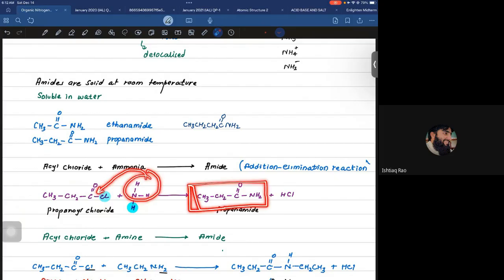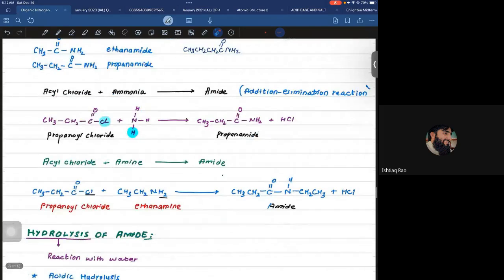Also, if your acyl chloride reacts with an amine rather than ammonia, it would also give you amide. Let's suppose this is your acyl chloride, this is your amine. Ultimately, HCl would be released, and the rest of the compound would join through this carbon. So this is your amide. Basically, in amide, this is the functional group.